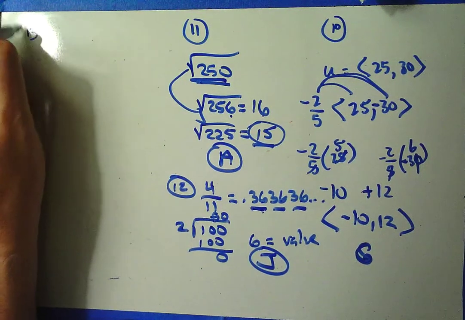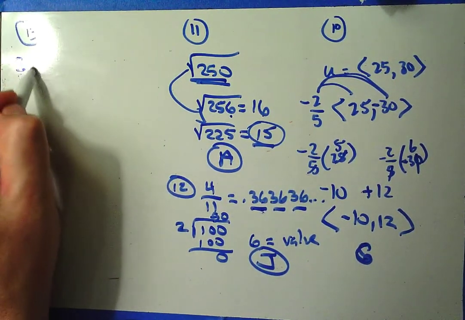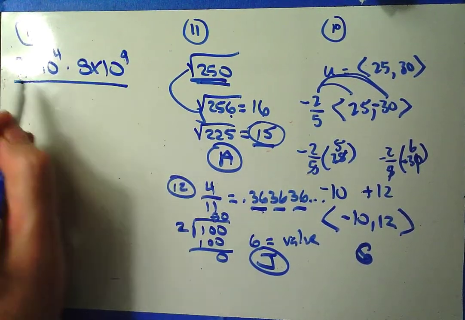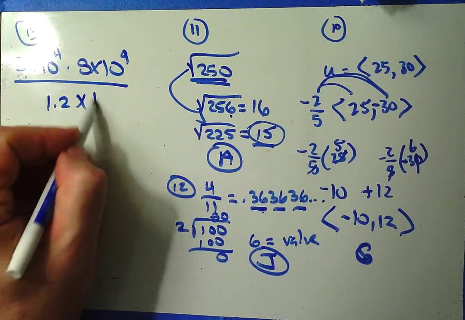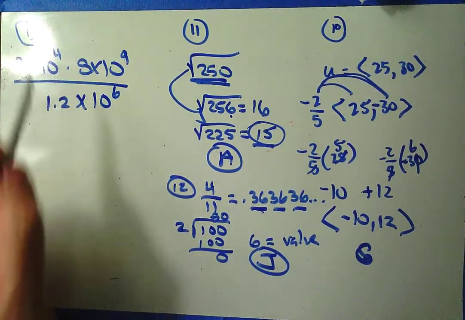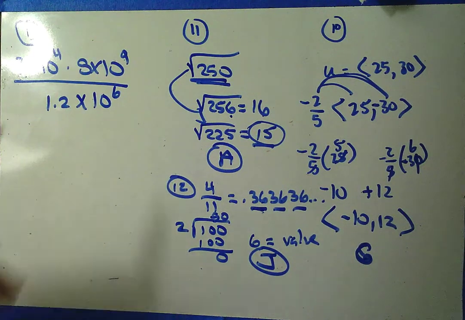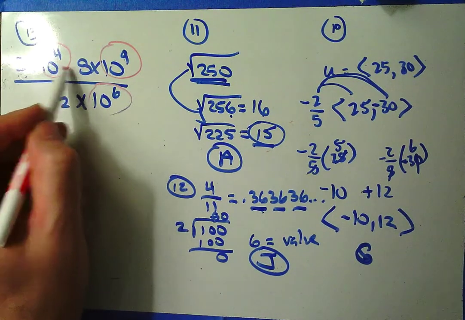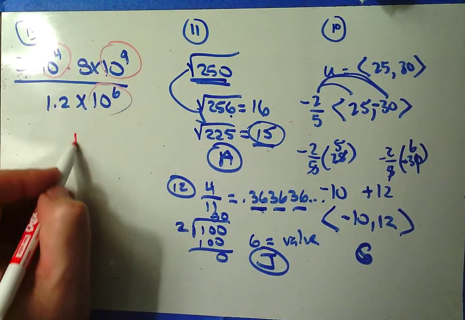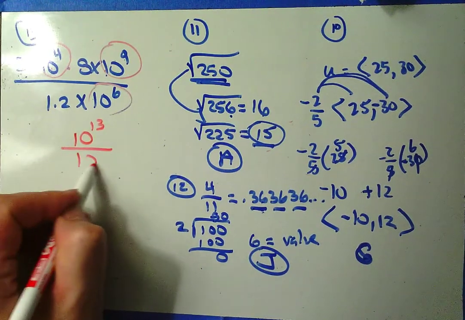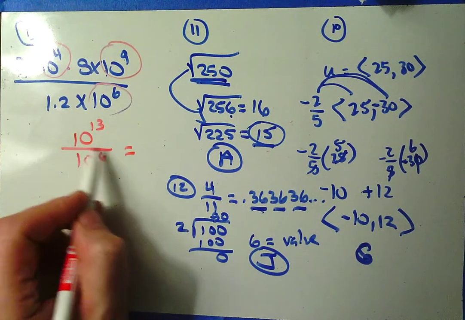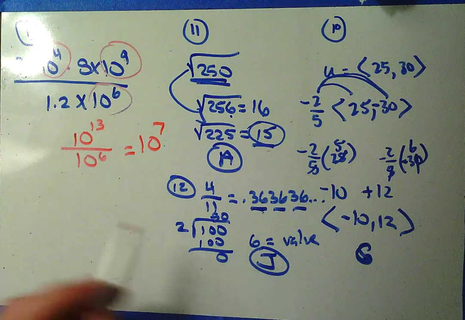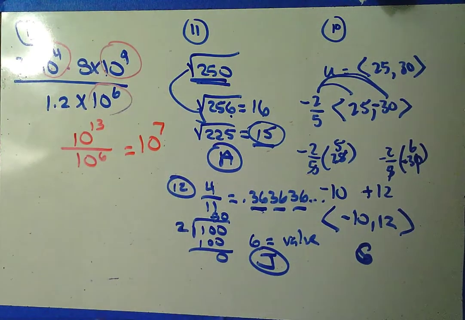Okay, let's take a look at 13. 13 says 3 times 10 to the 4th times 8 times 10 to the 9th over 1.2 times 10 to the 6th. Well, I like taking care of this in pieces. I take care of all these 10 to these first. And I know when I'm multiplying and the bases are the same, I can add the exponents. So on top, I have 10 to the 13th. On the bottom, 10 to the 6th. When I'm dividing and the bases are the same, I can subtract the exponents and get 10 to the 7th.